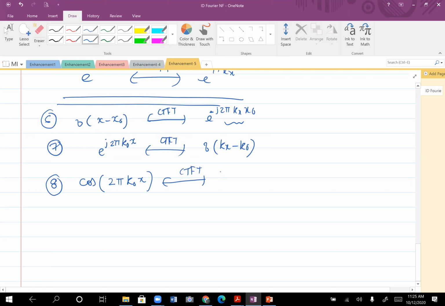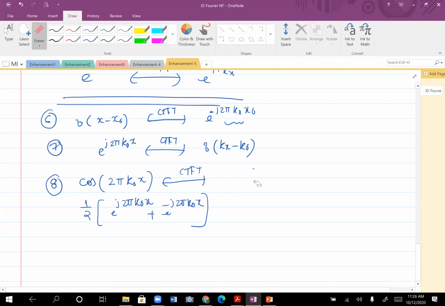Half of e power j 2 pi k naught x plus e power minus j 2 pi k naught x. That's how you write it on this side, in fact, right? That's how you would be writing on this side.